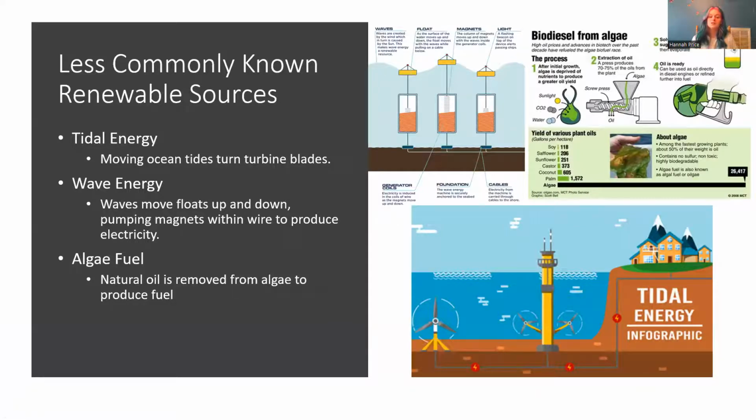With tidal energy, ocean tides turn turbine blades. It's very similar to wind energy, but it's more consistent. With wave energy, there's floats that go up and down with waves, and this pumps magnets within wire, and this produces electricity. And algae fuel is very interesting. It is used in place of crude oil and natural gas as a form to make fuel for vehicles.